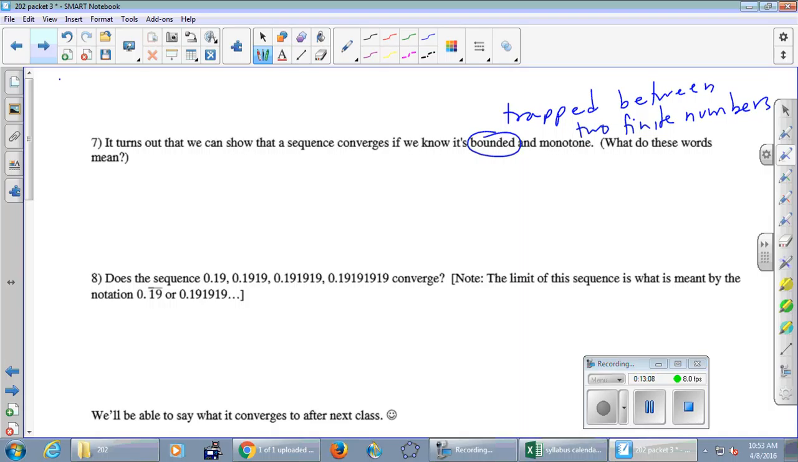Our 1.2 to the n sequence that we just looked at was not bounded, because no matter what massive number you choose, let's say I think that sequence always lives between 0 and 10 million. All right, sure, it's always above 0, but I can find an n where it's bigger than 10 million. So it is not trapped between 0 and 10 million. It is not bounded. Monotone, do we know this word?